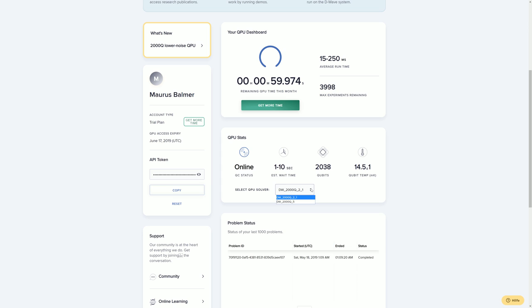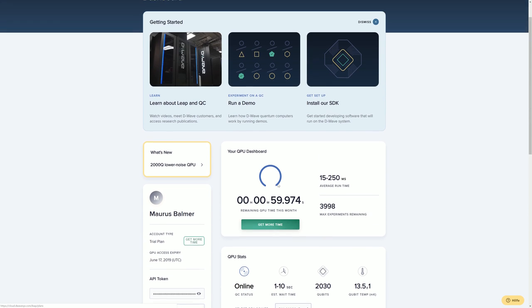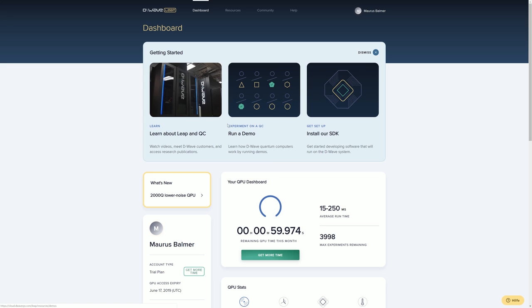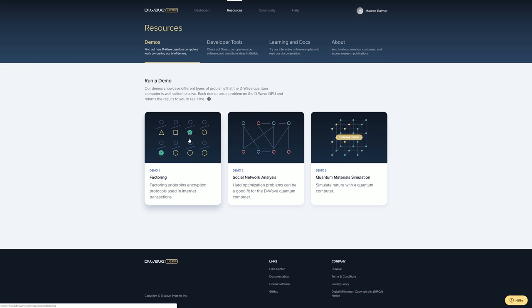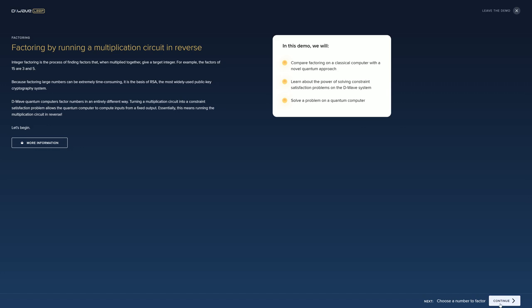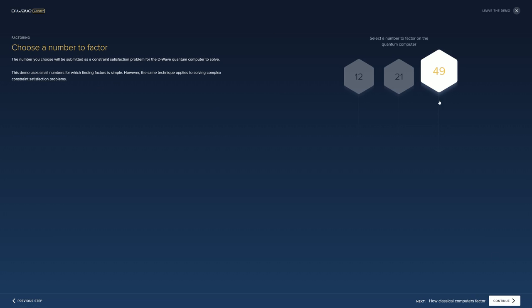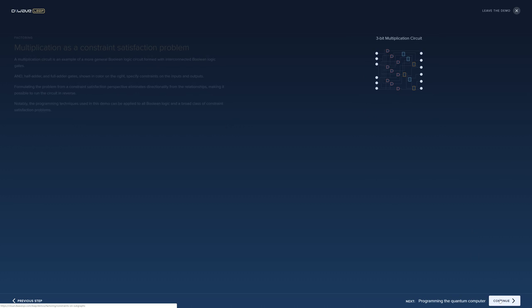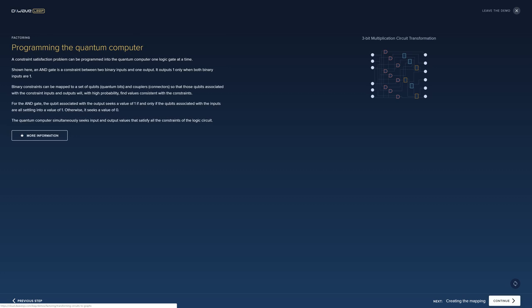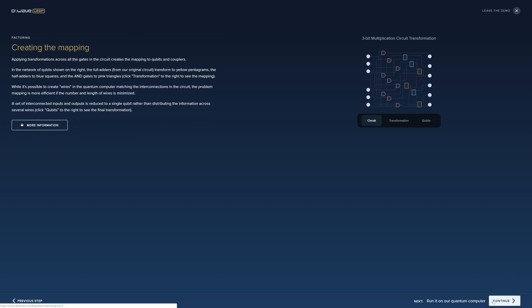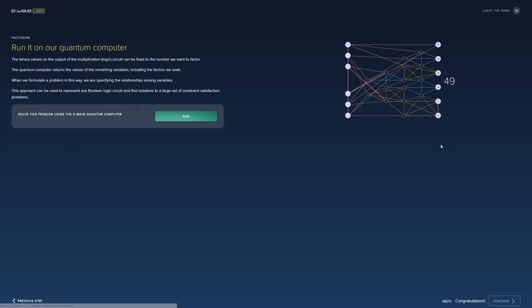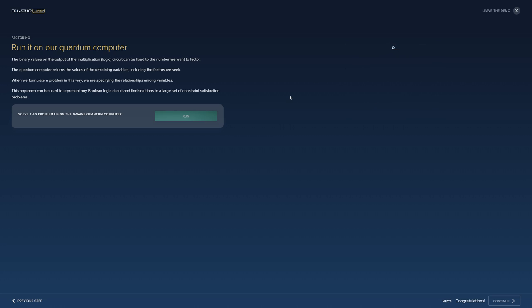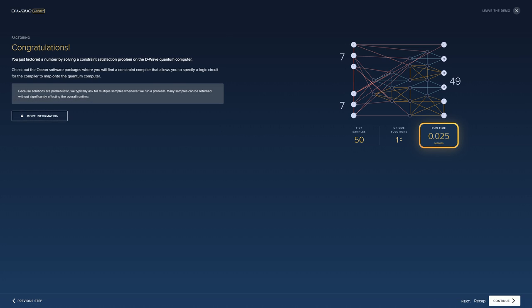Let me switch to the lower noise system for a moment, and let's run the code again just to test it. Okay, factorization, go forwards. I will put the same 49. I saw that one, I saw that one, that one too, and now I'm going to run it. Okay, same time.